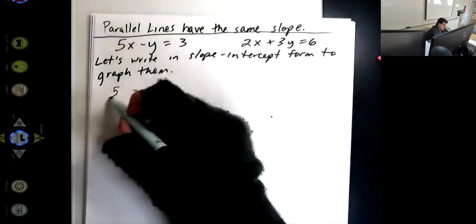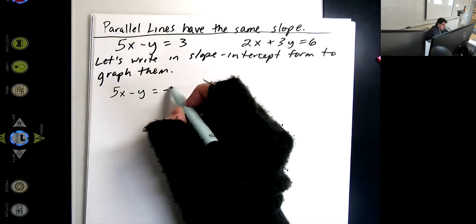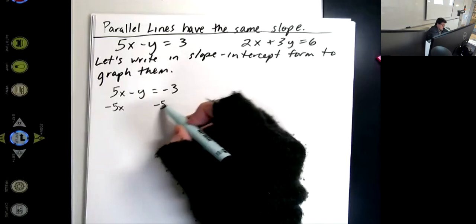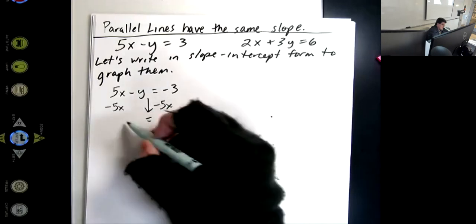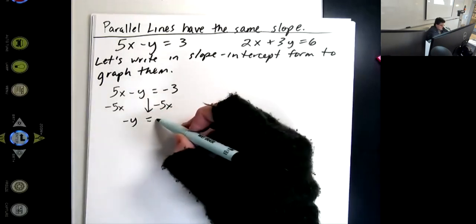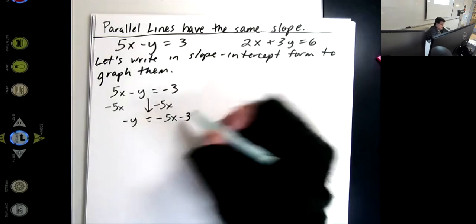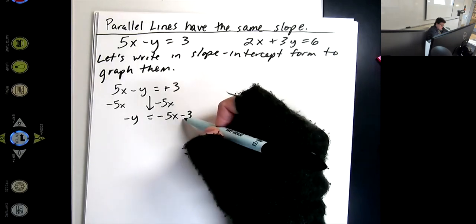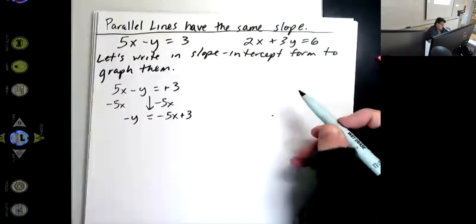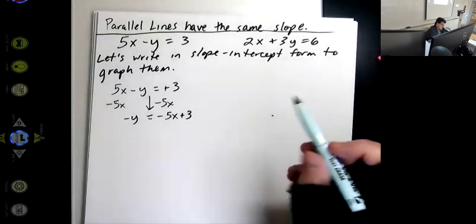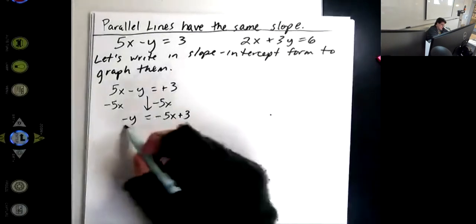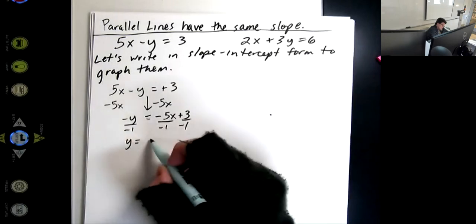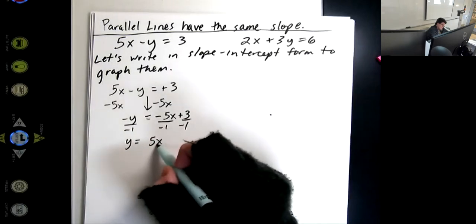So we'll start with 5x minus y equals 3. We will subtract 5x from both sides. We got negative y equals negative 5x plus 3, that makes it plus 3. And then when I divide by negative 1, I get y equals 5x minus 3.